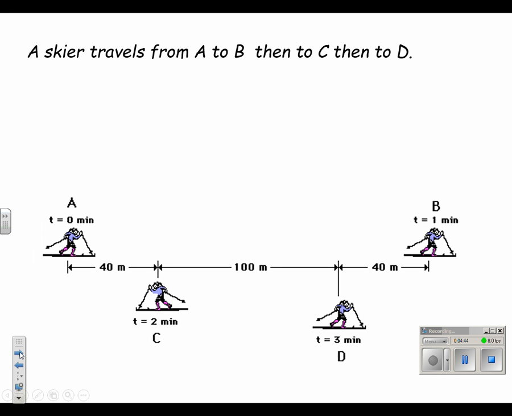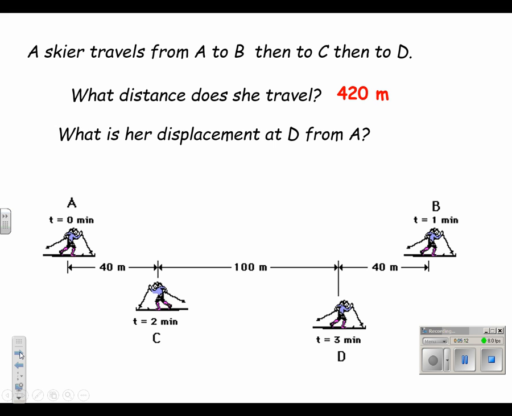Now the skier is going to travel from A to B, and then B to C, and then C to D. I want to know how much distance they've traveled. So I have to take the whole 180 that they travel from A to B, plus the 140 from B to C, plus the 100 from C to D, in order to come up with 420 meters. It's just a value, it's scalar, it's distance. Now, if I want to know their displacement, I just go from A to where they finished, so A to D. That's just 40 and 100, so that's 140 to the right from where they started. Again, that's magnitude and direction because it's displacement. So those are our differences between scalar and vector, and distance and displacement.